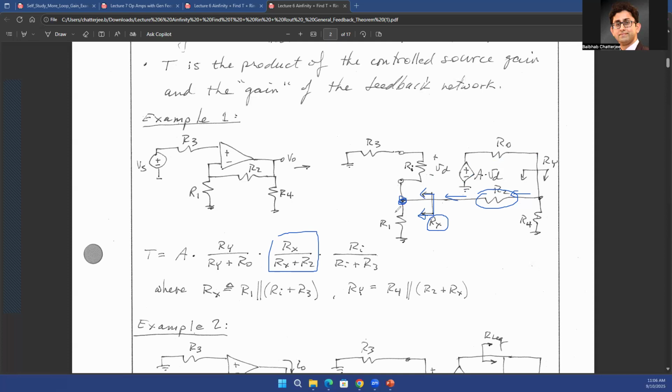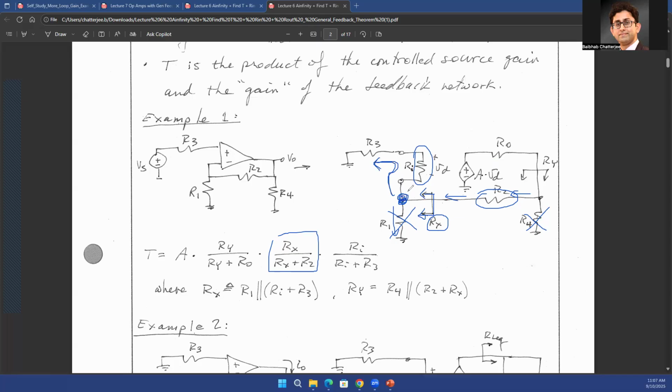Again, you see that there are two parallel paths. Current can go through R1, current can also go through this path. But because you're interested in the voltage developed across here, you're not interested in whatever happens in the R1 path. So that's why you see in the beta network, there is no mention of R1, there is no mention of R4, because those were not important.